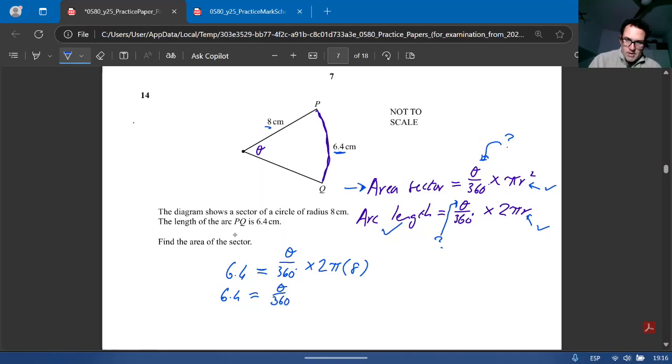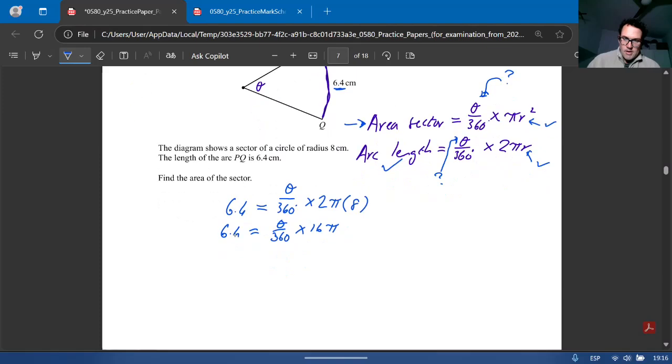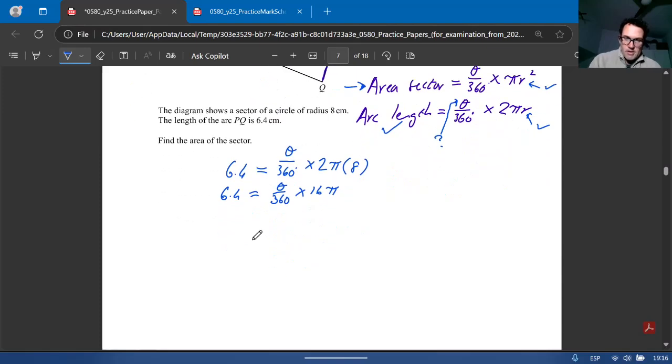2 times 8 is 16. Let's divide that 16 on the other side. 6.4 divided by 16 pi. And to get rid of 360, we're going to multiply it. So 6.4 over 16 pi times 360.